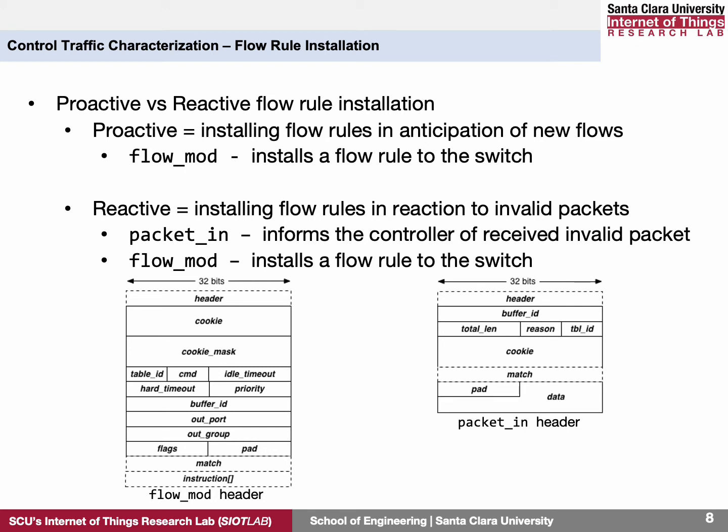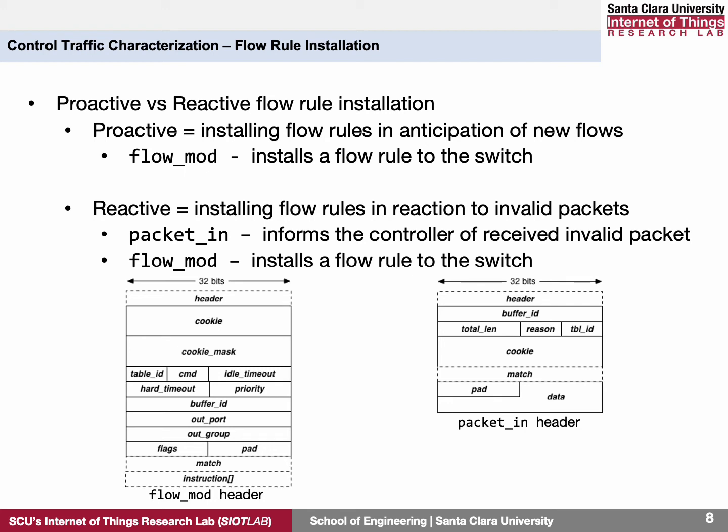The first packet would be the packet in message that is sent from the switch to the controller. This informs the controller of the packet that doesn't match any flow rules, and these packet messages can be up to 600 bytes large, depending on what type of packet has triggered the packet message.